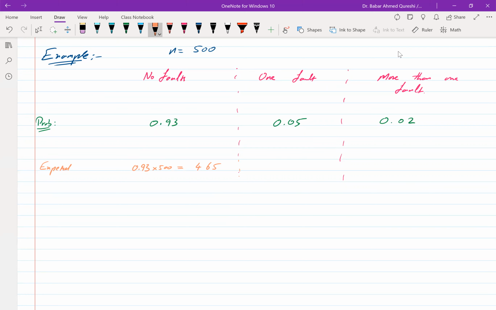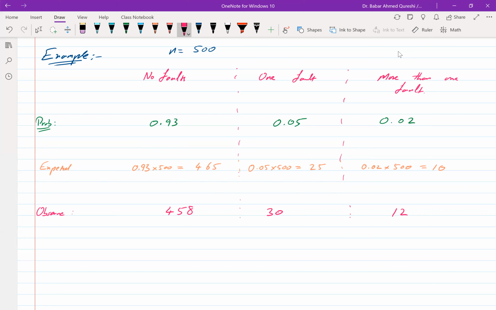While over here, you have 0.05 times 500, probability times the total sample. So 25, and then 0.02 times 500, so only 10. But when you observe, you just count how many have fault in your sample. You find 458 have no fault, 30 have one fault, and 12 have more than one fault.